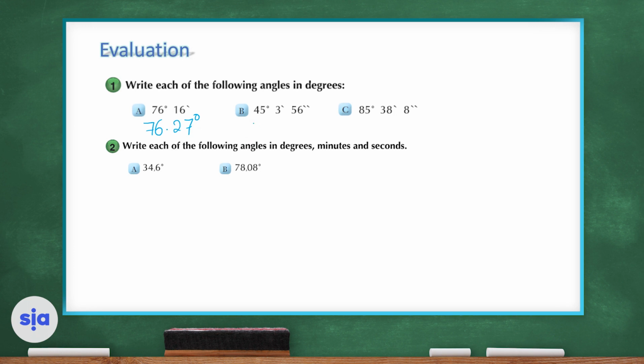Question B, it will be 45.07 degrees, or question C, it will be 85.64 degrees. Question 2, how to write each of the following angles in degrees, minutes, and seconds. Question 1, the answer will be 34 degrees and 36 minutes, where question 2, it will be 78 degrees, 4 minutes, and 48 seconds.